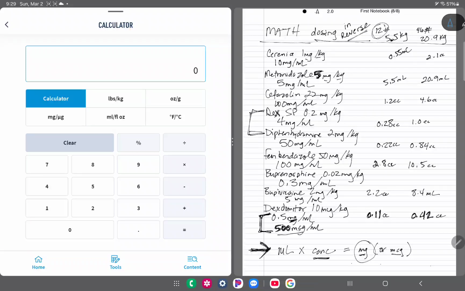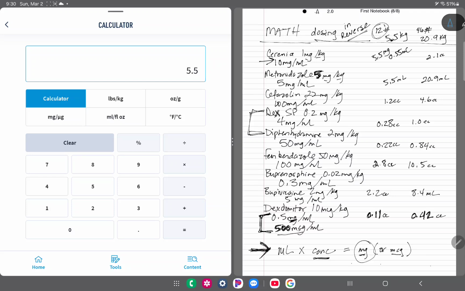So let's start from the top. We know Serenia is a concentration of 10 mg per mil. So if we take that formula down on the bottom, the mils that we gave to the cat, 0.55, and we need to find mgs to write into the computer. If we take that times the concentration, which is 10, we're going to get 5.5 mg. Awesome. Now you have a thing to write in the computer. Cat was given Serenia 5.5 mg IV at this time.